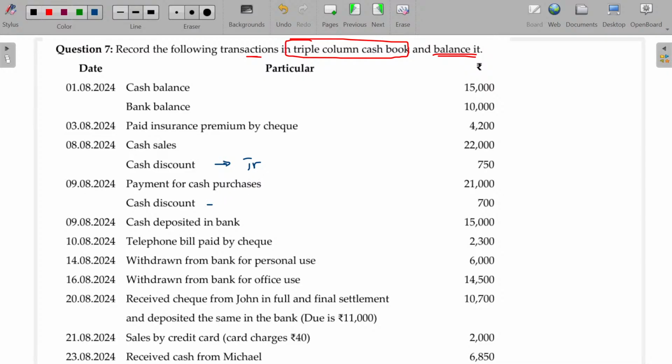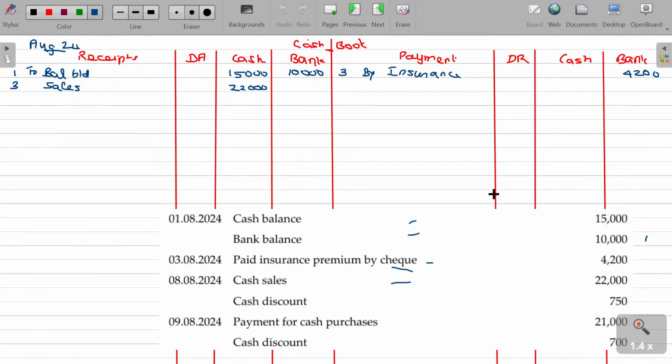Trade discount. For ready cash, if you have this discount, then it is always called trade discount only. So you no need to worry about that. And cash sales over, cash purchases, discount also over. Now payment for cash should be posted on which side? In the payment side. For what? Purchases, the date being 8th August.